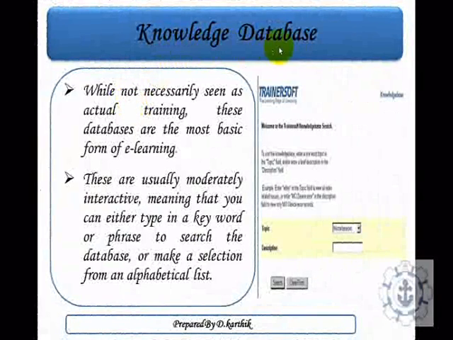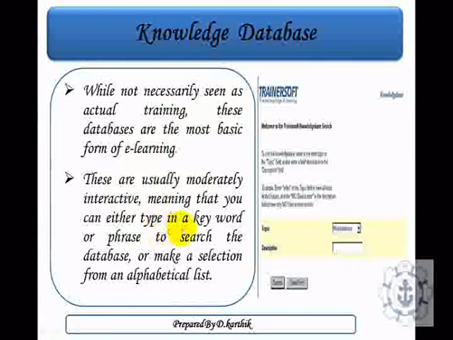So the first one is a knowledge database. While not necessarily seen as actual training, these databases are a more basic form of e-learning. They are usually moderately interactive, meaning that you can either type in a keyword or a phrase to search the database or make a selection from an alphabetical list.